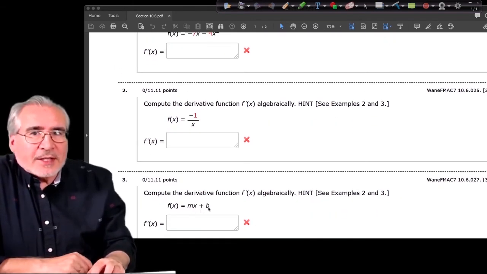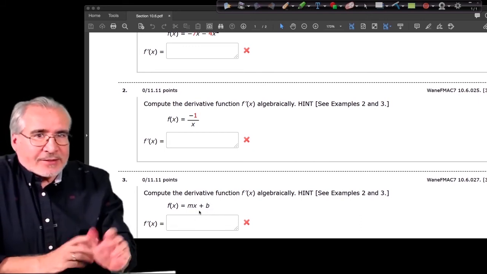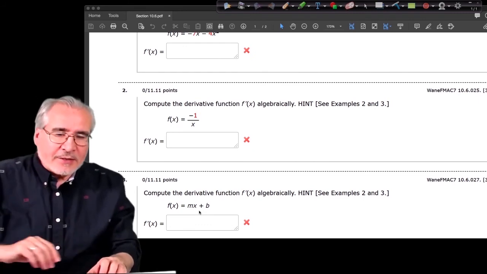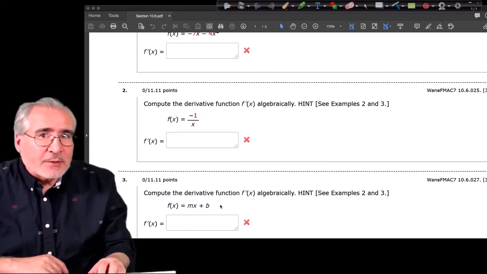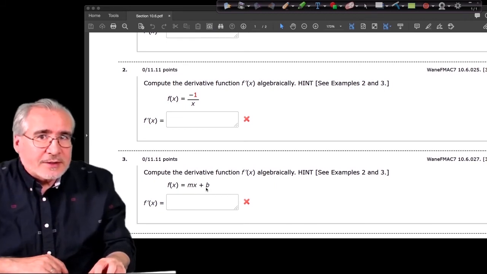F of x equals mx plus b, that's a linear function. This will work very similarly. You'll see the b's will cancel out. Just use the m and b as constants. Keep them in there as if they were numbers. Treat them as if they were numbers. And they are not variables. They are just numbers. Okay.